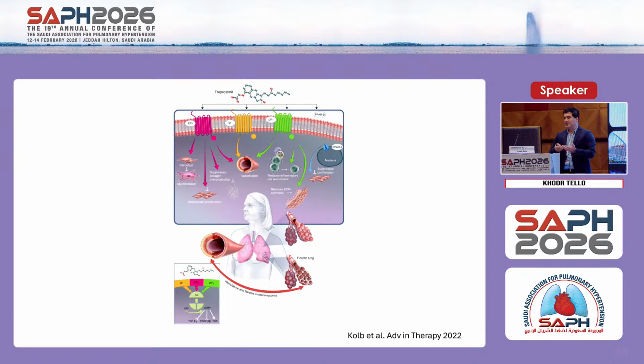When you talk to Martin Kolb and Steve Nathan, they summarized it in this review, and they say that treprostinil might also have a direct antifibrotic impact, through interaction with the IP receptor, EP receptor, DP, and PPAR, leading to the suppression of proliferation, reduction in ECM, and suppression of collagen overproduction.